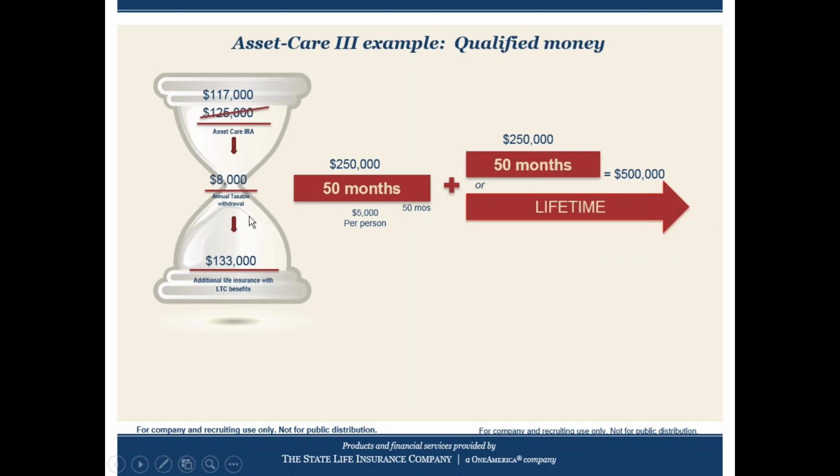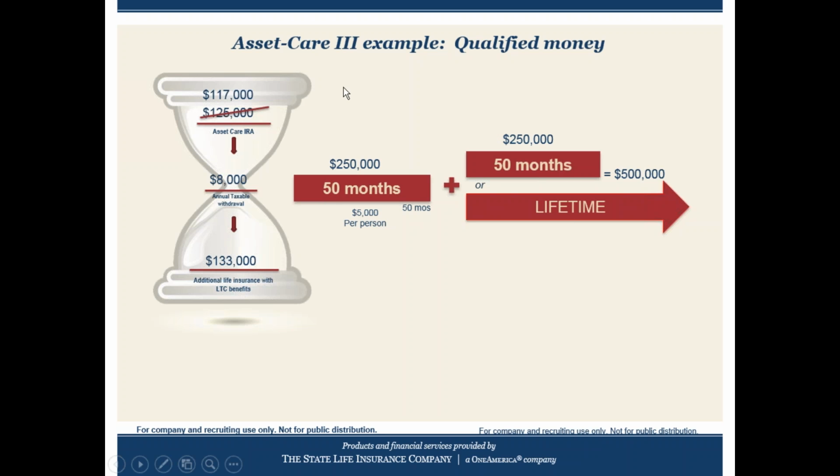You would use an annuity to fund the LTC linked life policy, but it works with non-qualified money. Not a lot of reasons to do that unless you're coming from an existing annuity, but we would use our annuity products for that instead. Like I said, exactly the same as Asset Care 1, right? Here's your death benefit, which is used for long-term care.